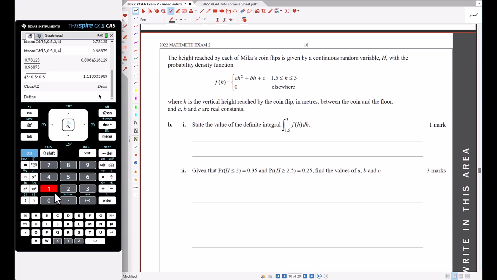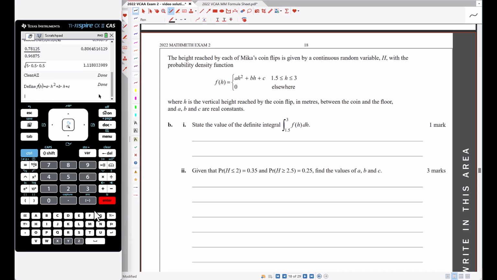Okay, menu 1, let's try again. F of h. Try again. F of h equals a times h squared plus b times h plus c. So C is no longer bold, so it's no longer defined as something.